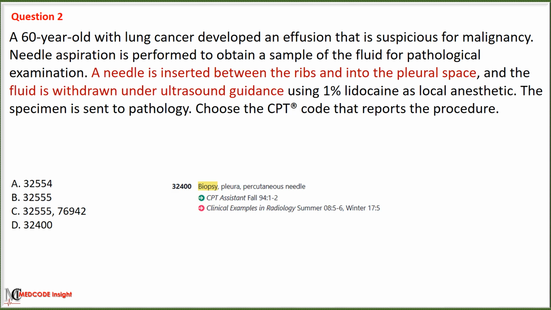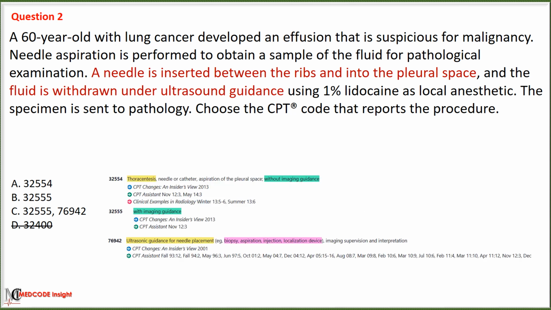In the given scenario, a needle is inserted between the ribs into the pleural space and the fluid is withdrawn, which means thoracentesis is performed. Based on the type of the procedure performed, we first eliminate option D with code 32400, used for biopsy or taking tissue samples from the pleura by using a percutaneous needle. In all remaining options, codes 32554 and 32555 are used for thoracentesis.